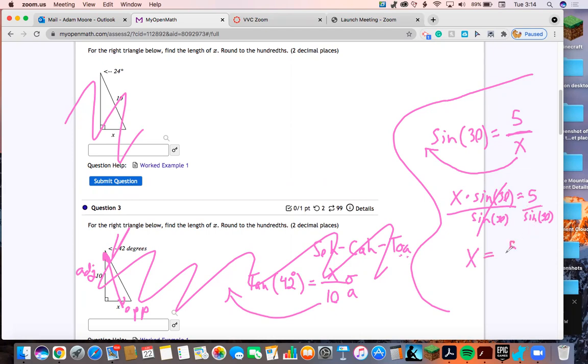and that's where you just shoot it into a calculator. And then whatever 5 divided by sine 30 is, make sure you're in degree mode and you'll be all right. That's kind of how something like that would go if you run into a situation where X is on the bottom of your ratio. That does happen sometimes, so watch out for that.